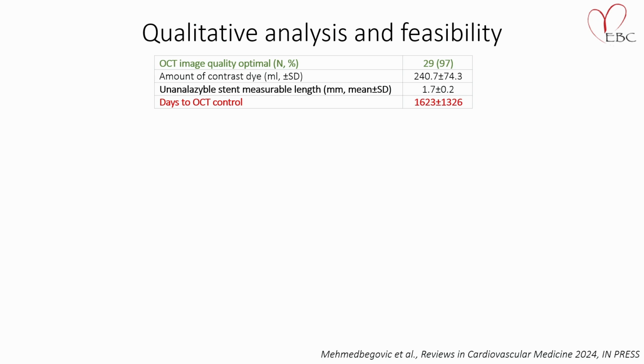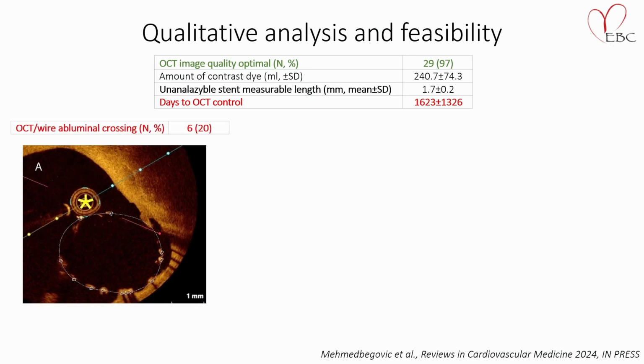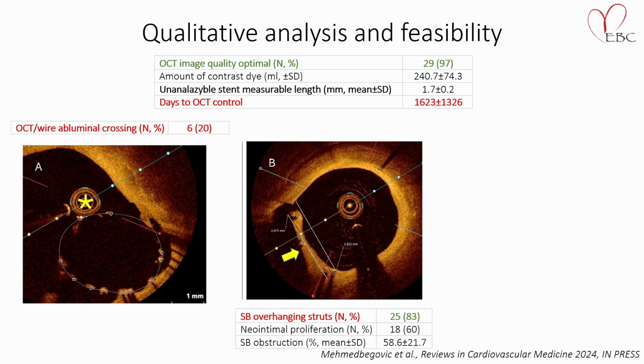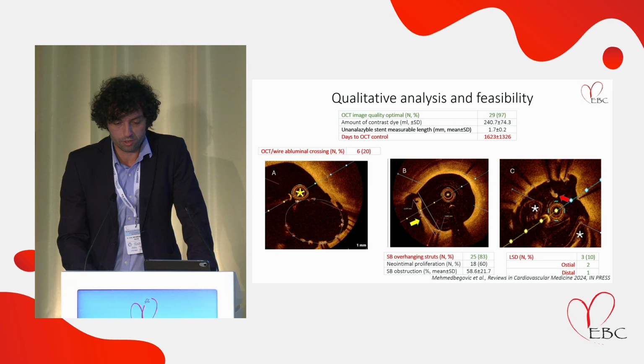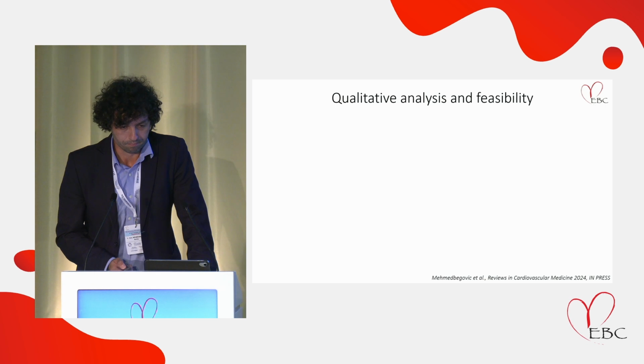We performed OCT more than 5 years from the baseline PCI, 1,623 days. And we found that we had abluminal wire crossing by wire or OCT in 20% of the patients, which had to be corrected during the procedure. We also found that overhanging struts were present in 83% of the patients across the side branch, with neointimal proliferation reaching 58% of the side branch diameter on average. And we spotted unintended stent deformation in 10% of our cases.